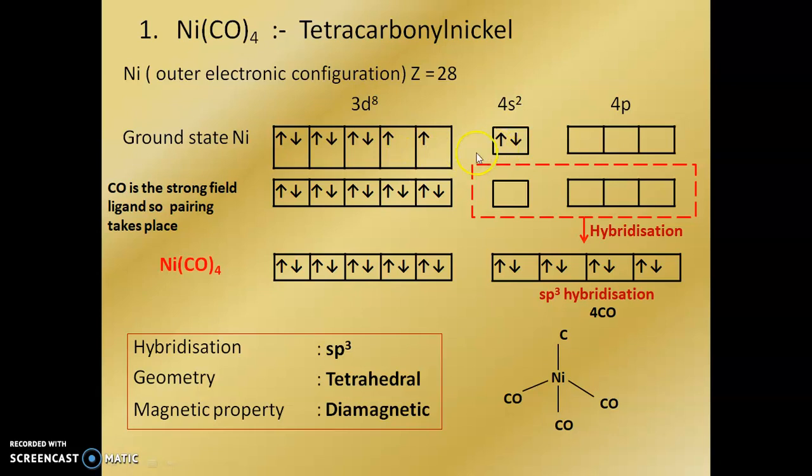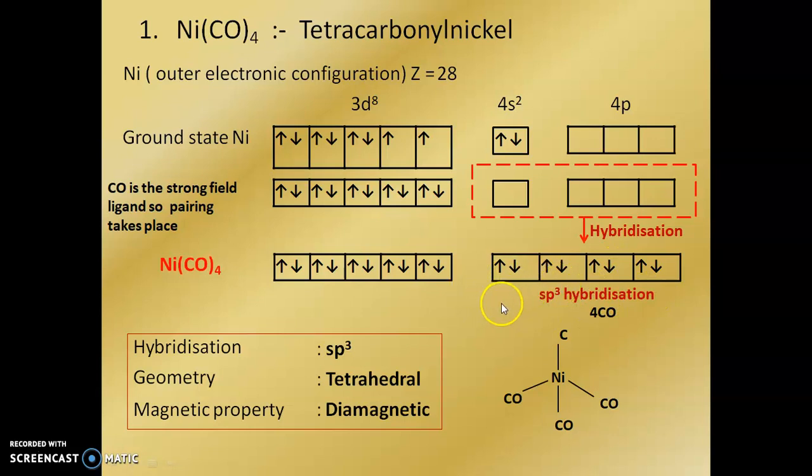Hence, this pairing takes place and four empty nickel orbitals are formed for hybridization. That is, one 4s and three 4p orbitals are available for hybridization, which are empty. Then these empty hybrid orbitals of nickel overlap with the four CO orbitals, carbonyl orbitals, and finally they form sp3 hybridization.